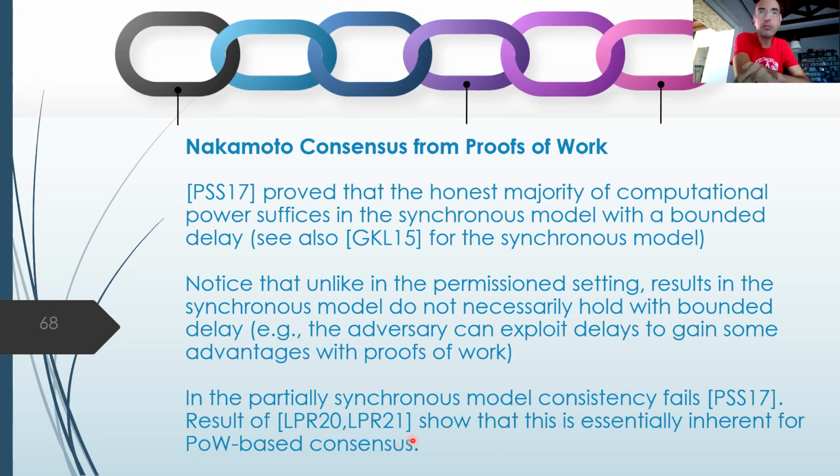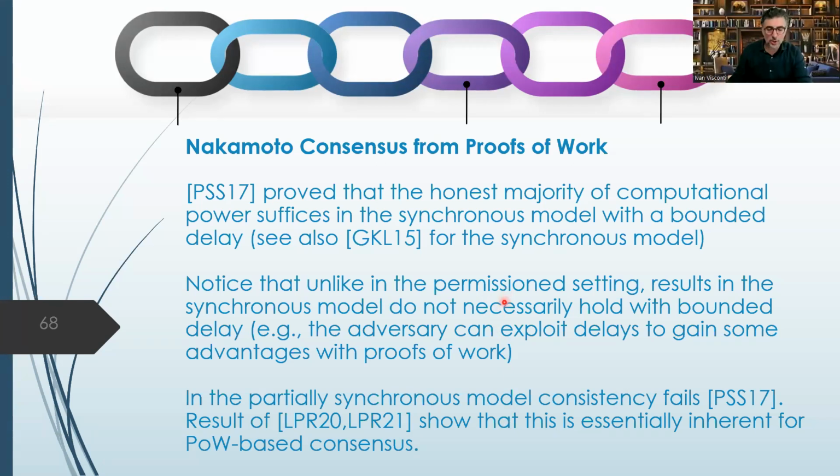Yes, a question about this result. What is the assumption about the adversary? The adversary is about computational power. Just less than a majority, so up to 49.9% of the computational power. Okay, thank you. But as you can see, it doesn't reach the partially synchronous model, indeed, right?